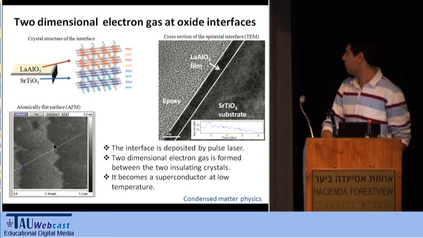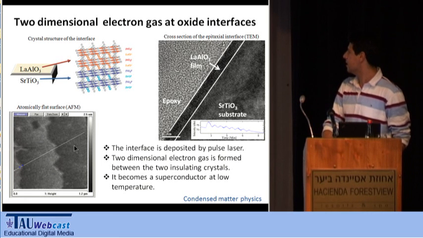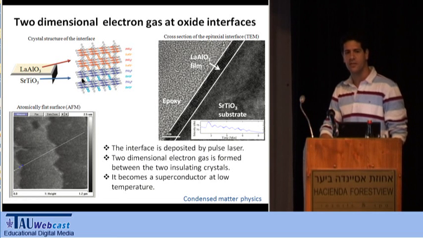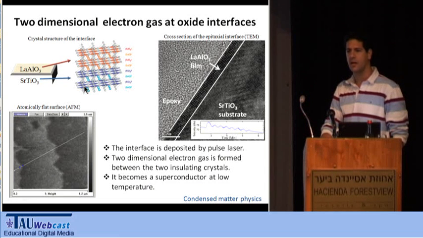This is how the surface looks like. It's atomically flat. And all the conduction properties are related to the interface itself, since, as I said, the bulk materials are insulators.